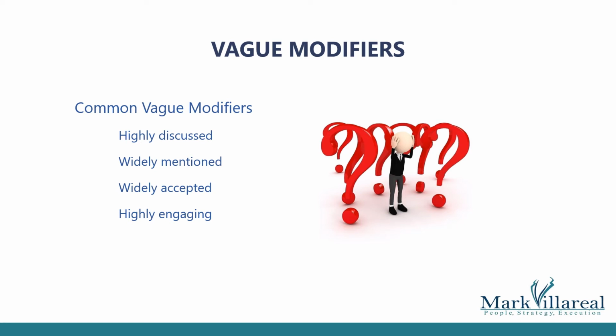We spoke about vague modifiers. Now there's a difference if I'm giving a presentation or I'm in conversation, but in writing, you should avoid vague modifiers. Here are common ones: highly discussed. This was highly discussed. Well, we discussed this. This was widely mentioned, widely accepted, and highly engaging. In conversation or in presentations, this may be fine because you're putting an emphasis, but in writing, they're called vague modifiers.